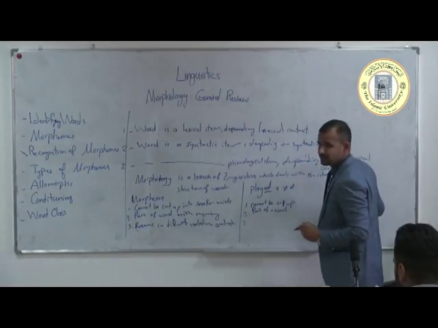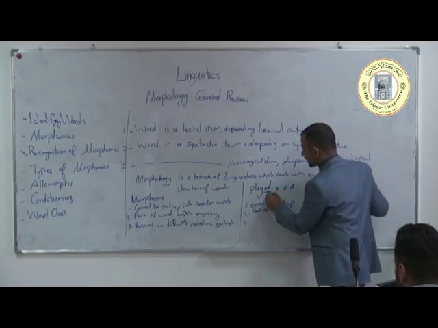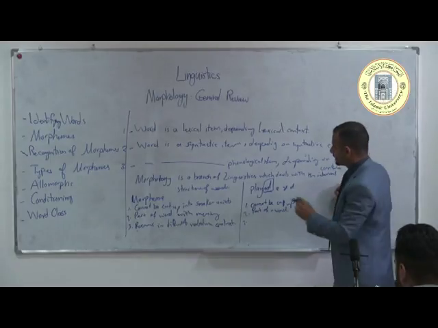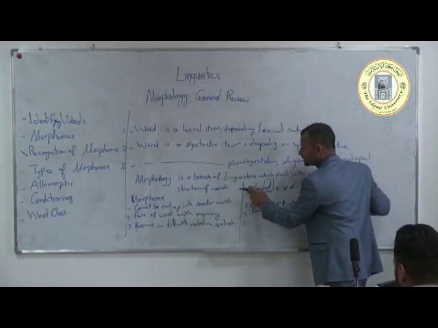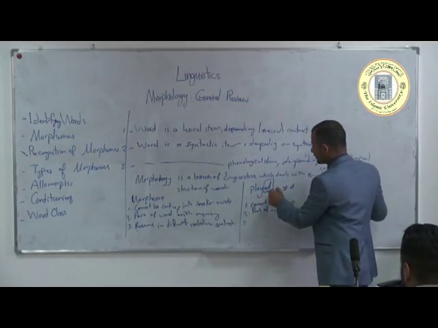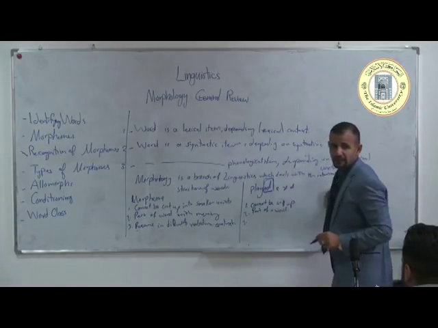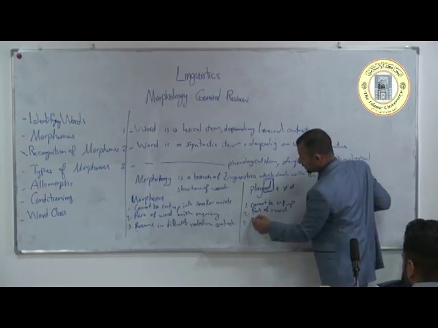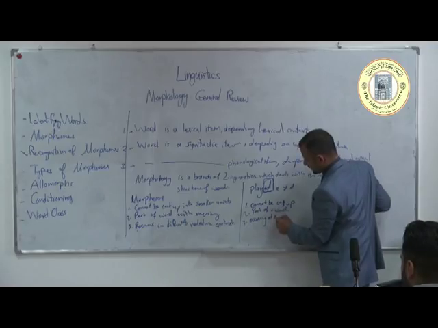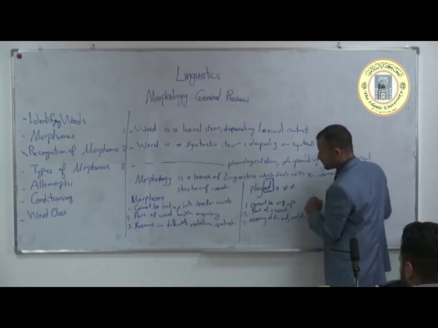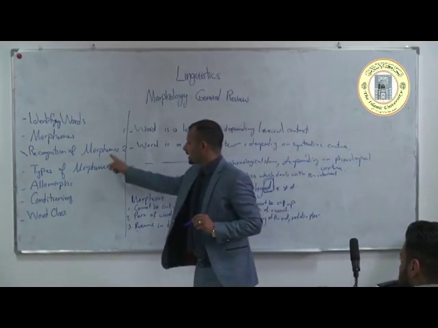And number three, does it recur in this relative place? Have you ever seen ed in the middle? So it is always at the end, occurring at the end, which is a relative place. This is how to recognize a morpheme.